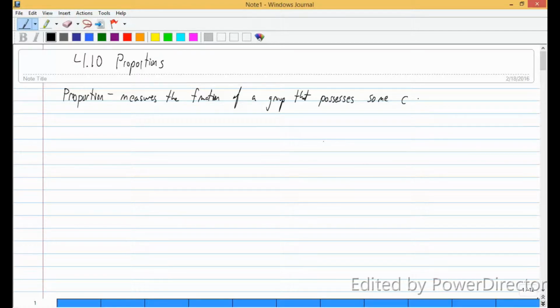So probably about what you thought it would be. I mean, it has to be some type of fraction, and it measures some characteristic. Not too terribly complicated a concept. Like if I was to say that a third of this class was absent today, that would be a proportion.